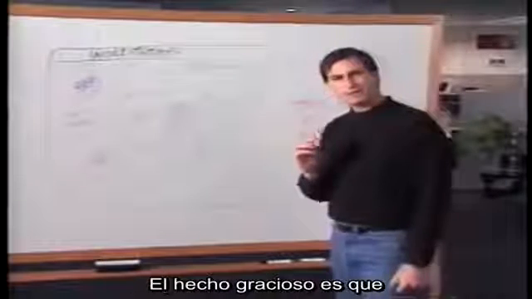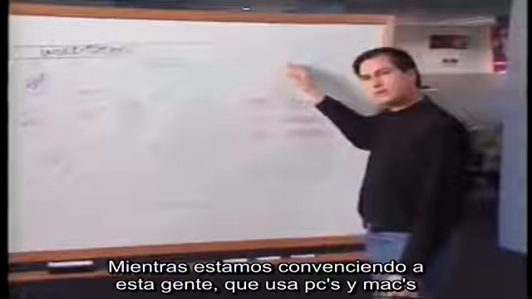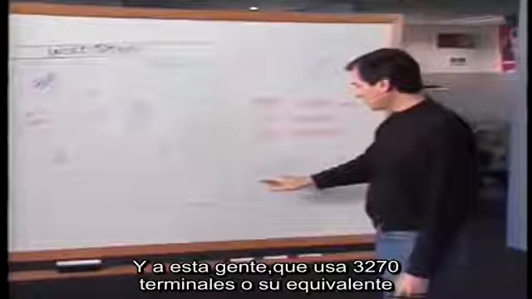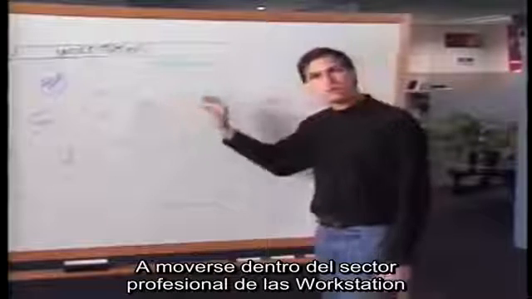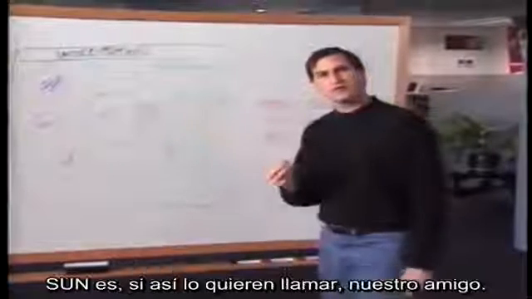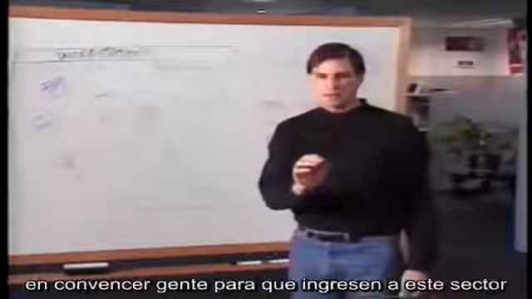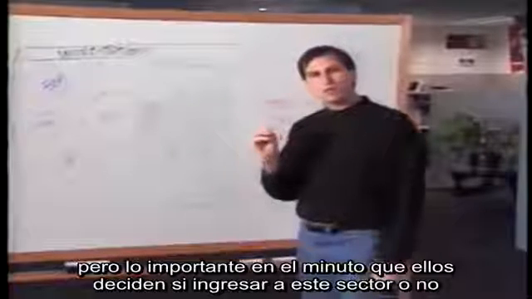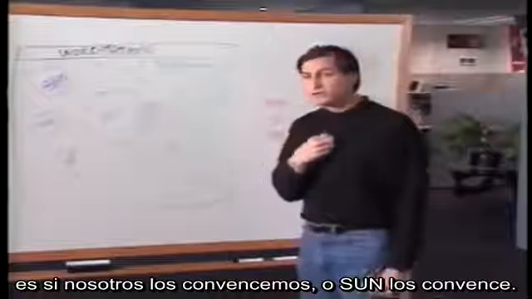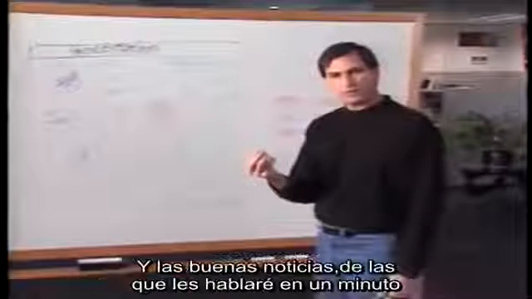The funny thing is, while we're convincing these people using PCs and Macs and these people using 3270 terminals or equivalents to move in to the professional workstation segment, Sun is, if you will, our friend, because they're going to spend their marketing money to convince people to move into this segment. But the minute they've made their choice to move into the segment, whether we've convinced them or Sun has convinced them, Sun and Next are mortal enemies.